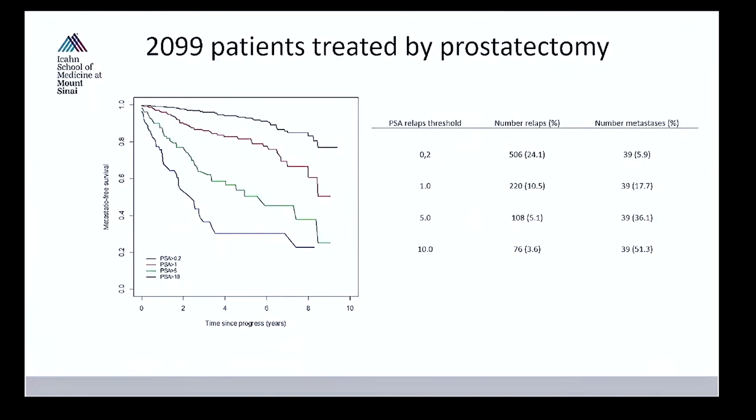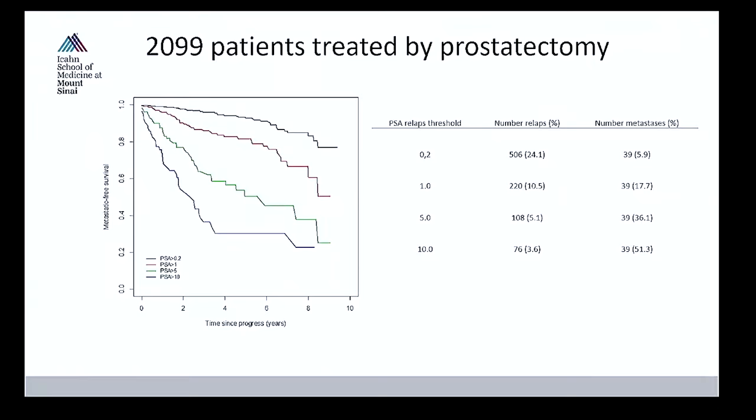So just to illustrate this, this is a cohort of 2,000 surgery patients. If you look at the risk of having a biochemical recurrence, it varies depending on what your relapse threshold is. Normally after surgery it's 0.2, so this is the black line. 39 patients of these 2,100 actually had a metastasis during these 10 years. But if you use this as your biochemical recurrence definition, you will say that the relapse rate is 24%.